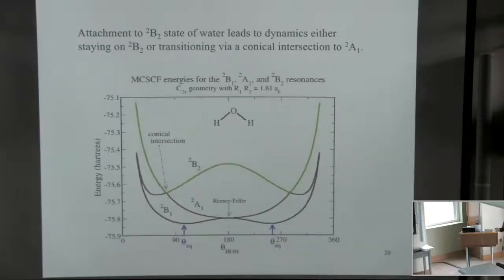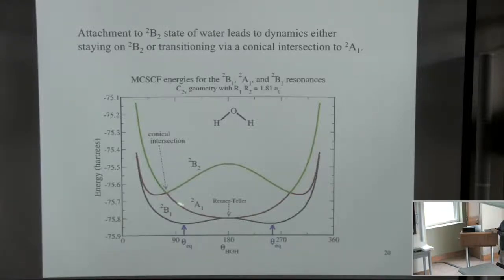Okay. Now, I've already mentioned the A1 and the B1 states of water. Here we have the three potential energy surfaces of these states in C2v geometry. See, this B1 state does have a shallow minimum there. The equilibrium geometry is neutral, so that's consistent with the axial recoil that we found.